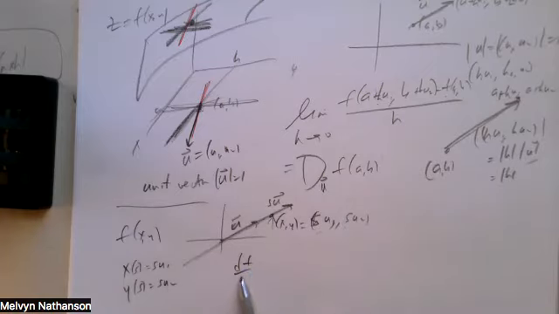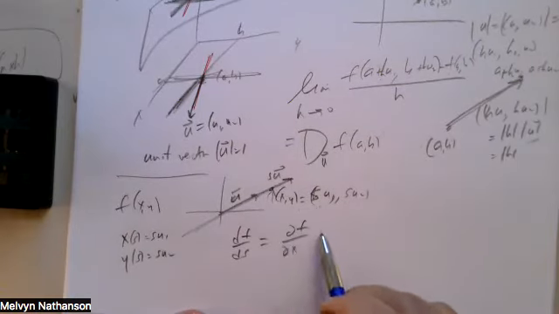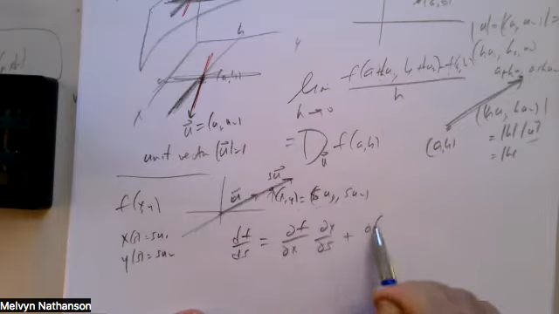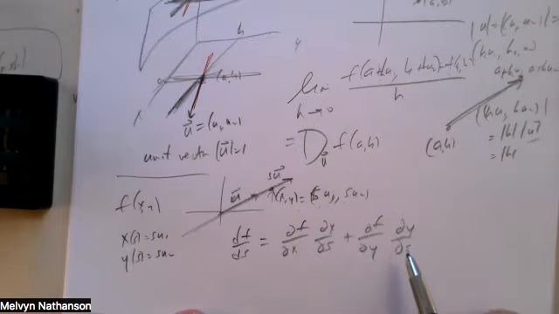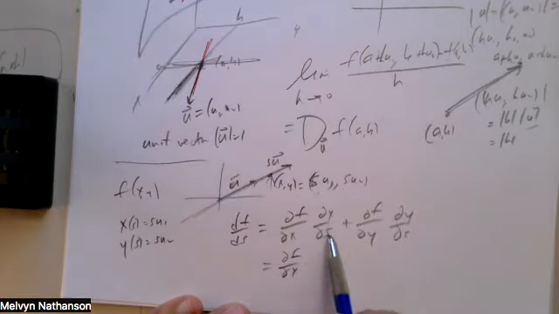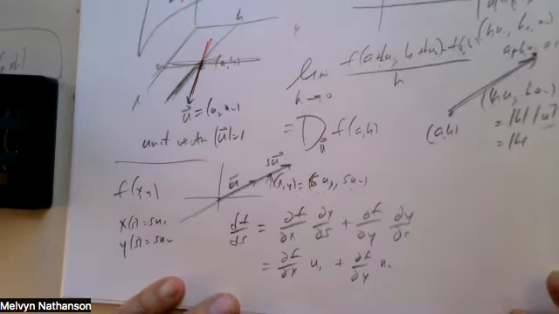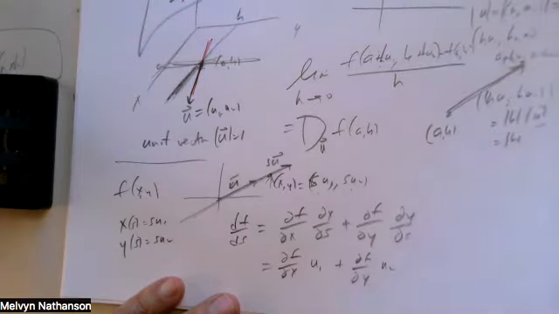And I want to find the derivative along this line, so I want to find df/ds, which by the chain rule is the partial of f with respect to x times dx/ds, plus the partial of f with respect to y times dy/ds. This is just the formula I come up with in the end, but I'm showing you how you derive it. This is the partial of f with respect to x, dx/ds is u1. Partial of f with respect to y, dy/ds is u2. So that's the directional derivative.